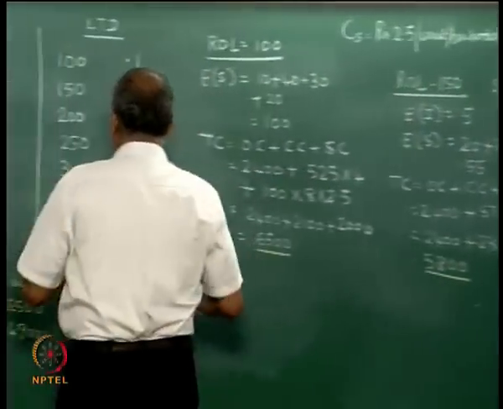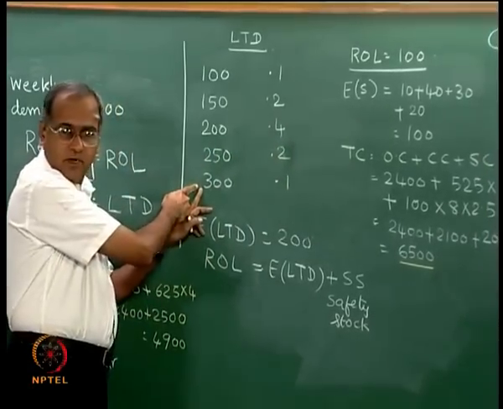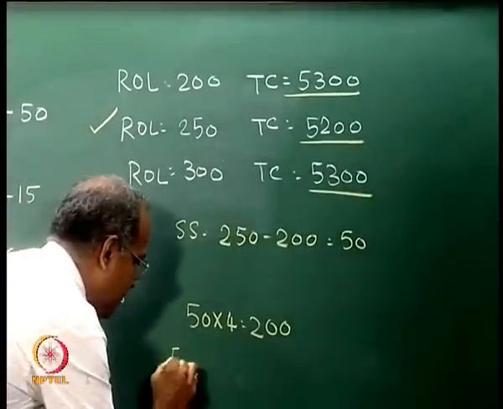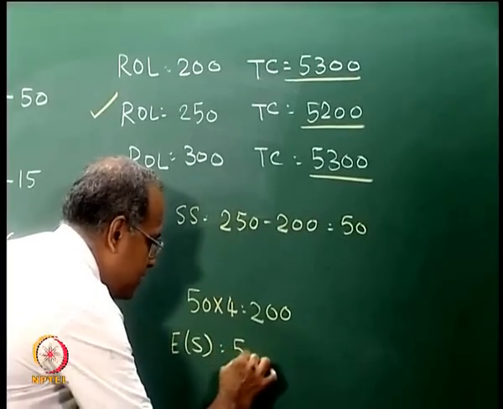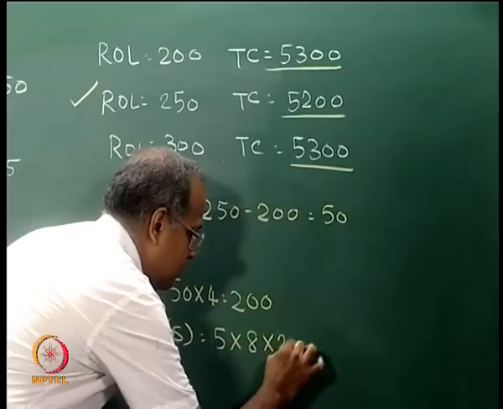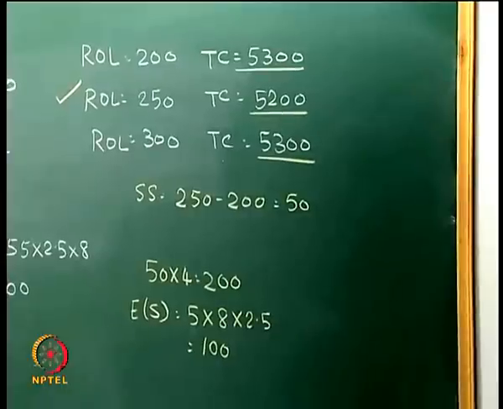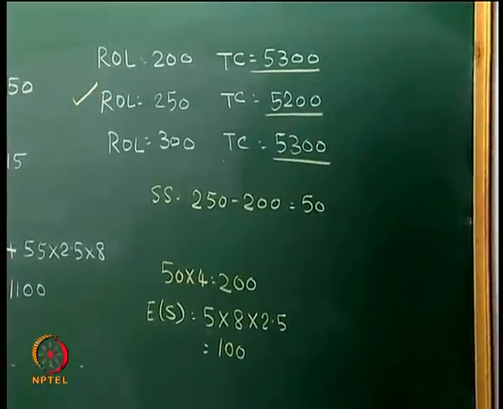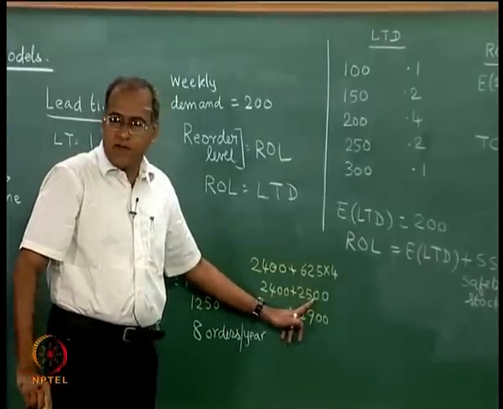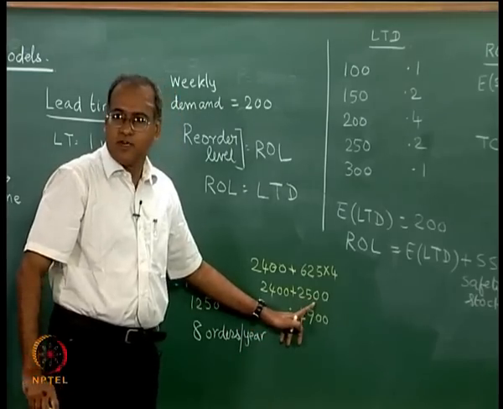Now the expected shortage is, if reorder level is 250, the shortage is 50. So 50 into 0.1 is 5. So the expected shortage cost will be 5 units short, 8 times a year, into 2.5, which is 40 into 2.5, is 100. So the order cost is 2400. The normal inventory carrying cost, which is Q by 2 into C c, is 2500.